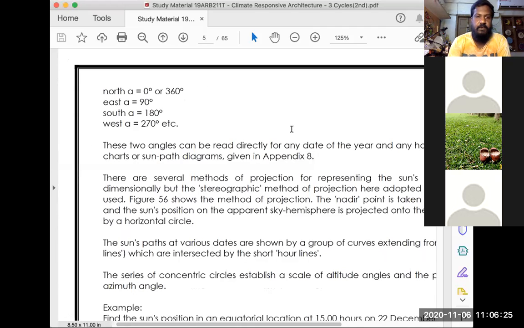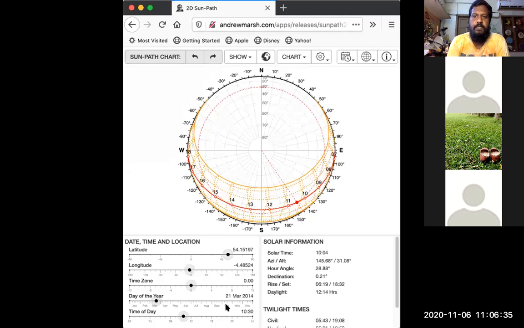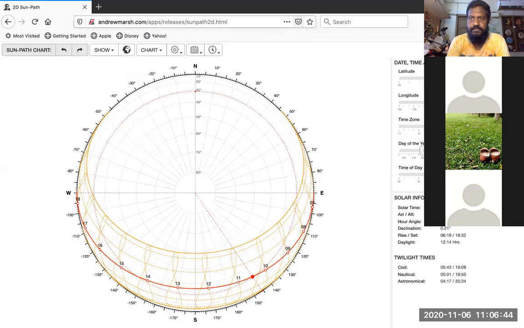If you recall, there's something on how to read the sun path. There are primarily two things we take into consideration. One is the azimuth angle and the other is the altitude angle. So you guys are able to see the screen? Guys?